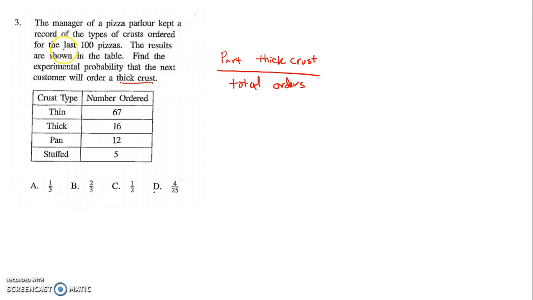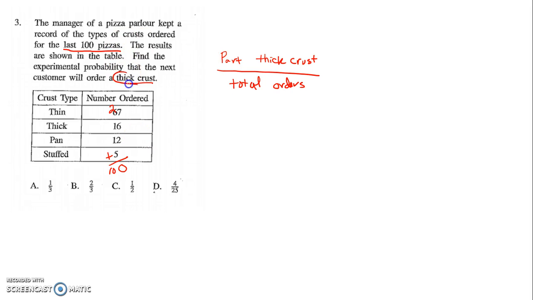And they say that he kept track for the last 100 pizzas. So let me just double check. If we're going to add all these different thin, thick, pan pizza, hopefully we get to 100. 7 and 6 is 13, and 2 more is 15, and 5 more is 20. Put down a 0, carry a 2. 6 and 2 is 8, and 1 is 9, and 1 is 10. Phew! The total is 100.